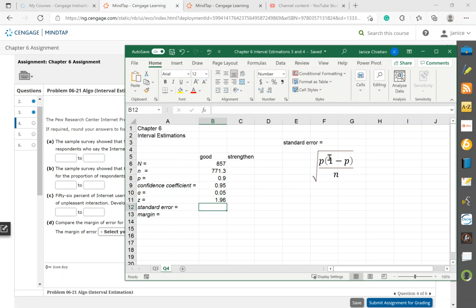And I can get my standard error from plugging in this equation equals square root of P times 1 minus P divided by N. And so now I can get my margin of error by saying standard error times Z. And I can work my high and low by saying equals P minus my margin, and then my high is going to be P plus my margin.